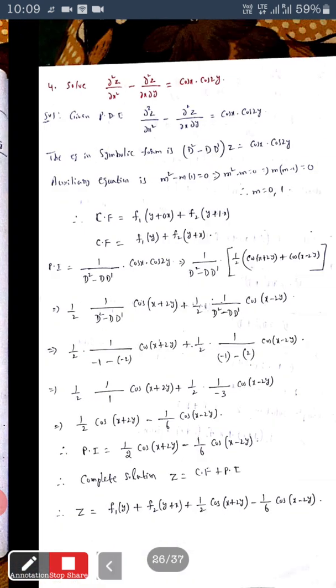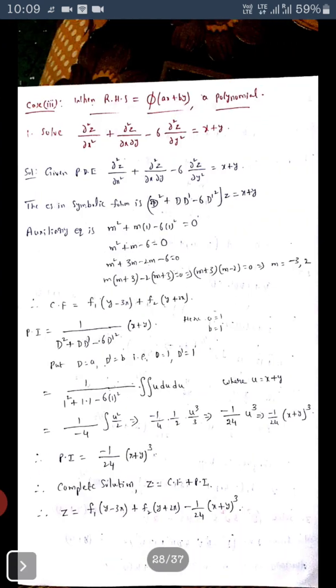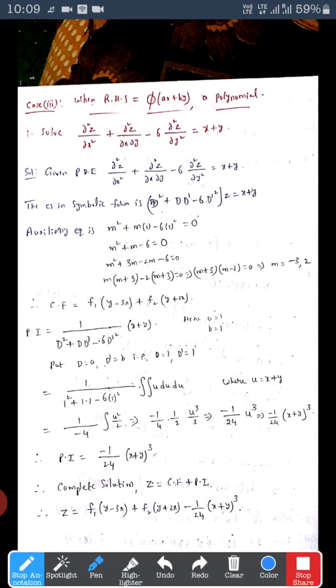Suppose if it is x power of m y power of n, or only ax plus by. Here also, first we consider x plus y as u, and integrate 2 times because this is of second degree. We have to integrate 2 times. So this is all about the homogeneous partial differential equation.